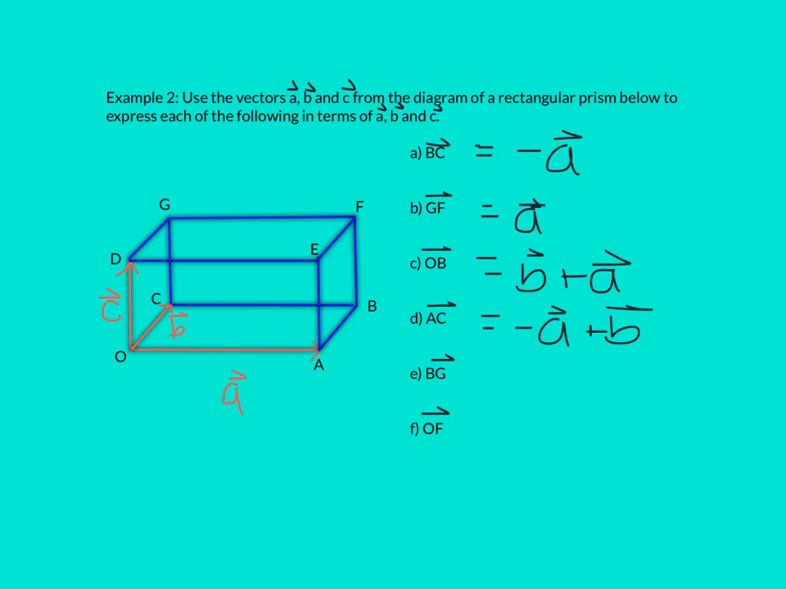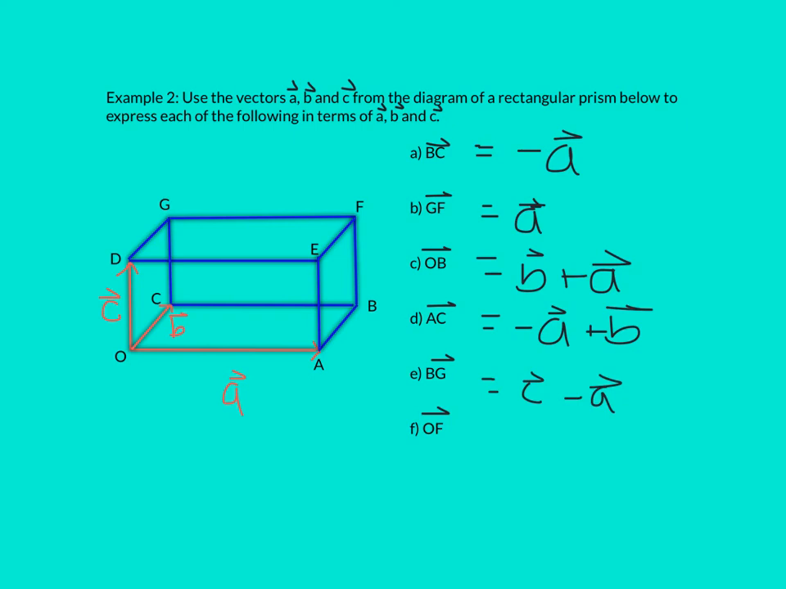So let's actually go this way. We're going to go from B to F to G to get BG. This vector here follows vector C, which is one we haven't used yet. So C. And then to get from F to G, that would be subtracting A.